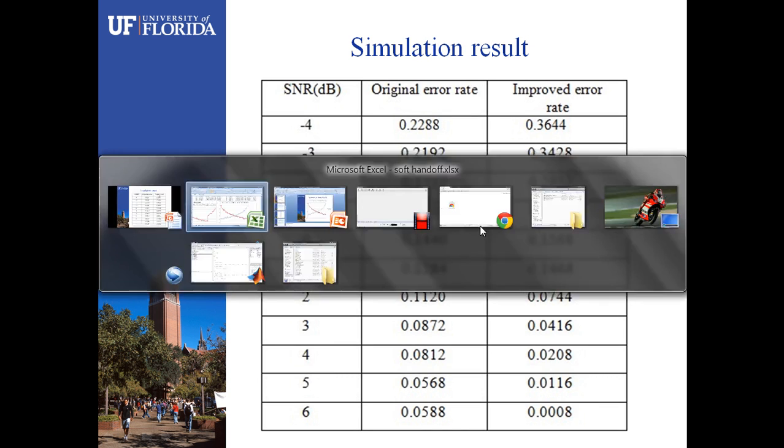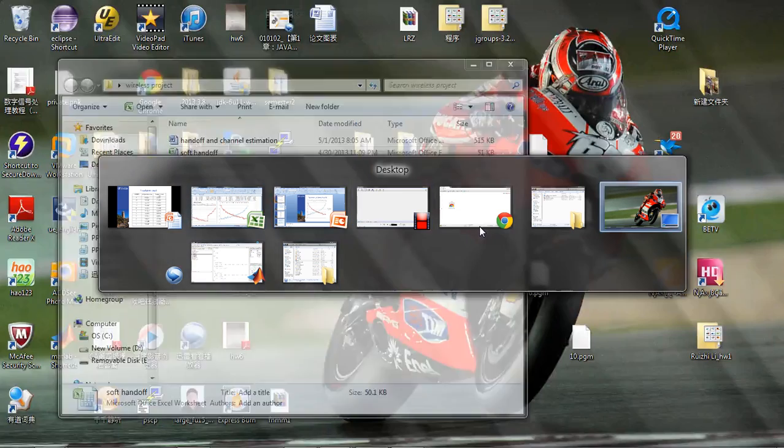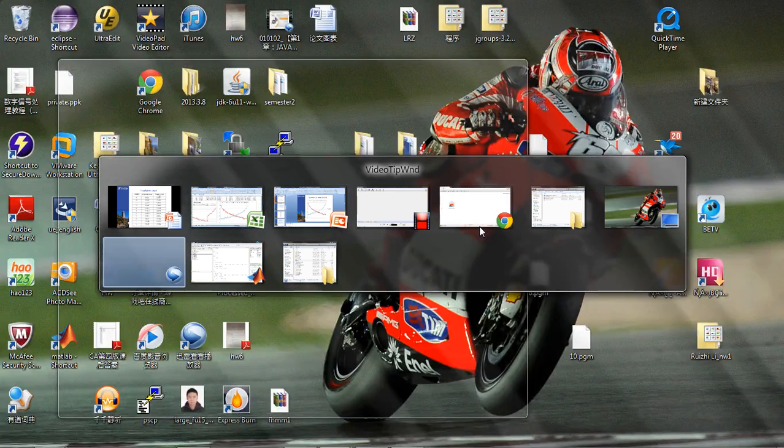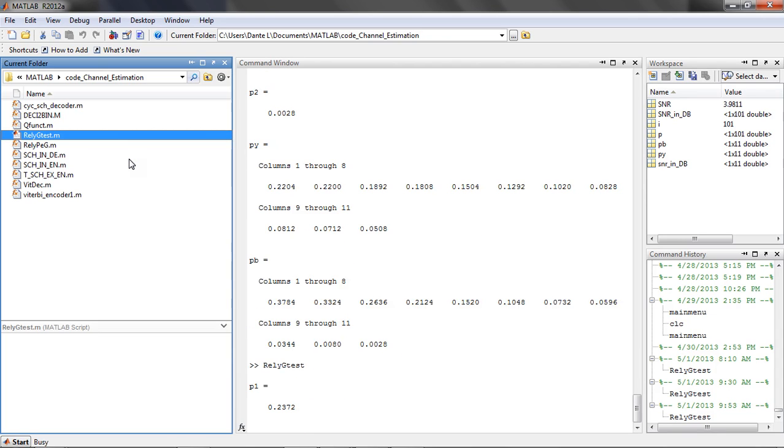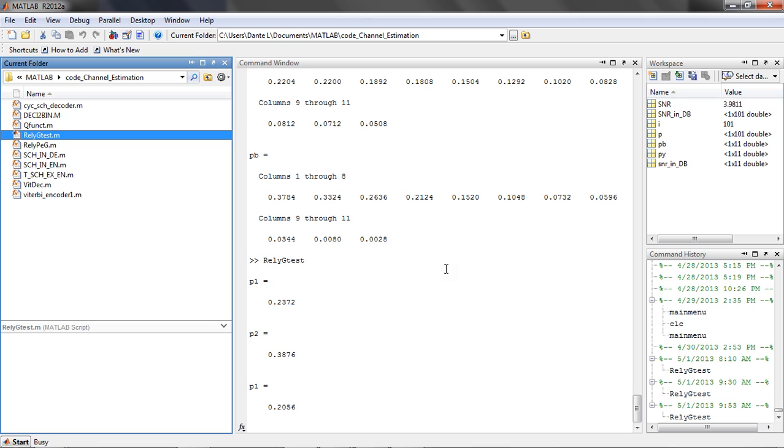Now let's turn to MATLAB to run this program. It is a little bit slow, so please wait a moment.